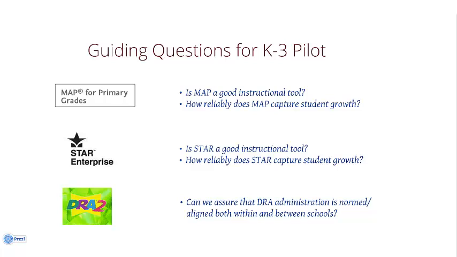We all use it, we all know it, and so instead, the focus with the DRA is really more on: are we able to norm and align ourselves both within and between schools? That is, can we say that a DRA given in one school is similar enough to the way that DRA would be given in another school, so that we can basically say that the DRA is a reliable growth measure and then tie that to effectiveness ratings? That is a big question, and one that we hope to answer over the course of this year.